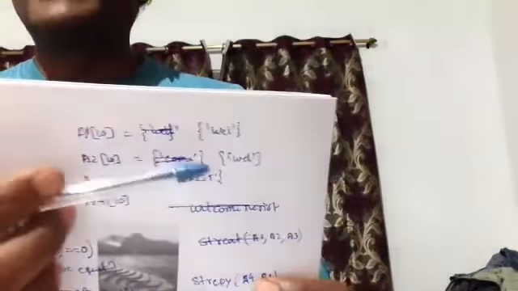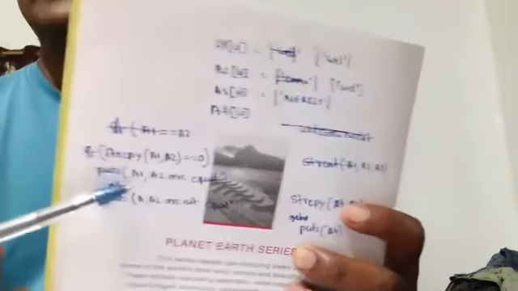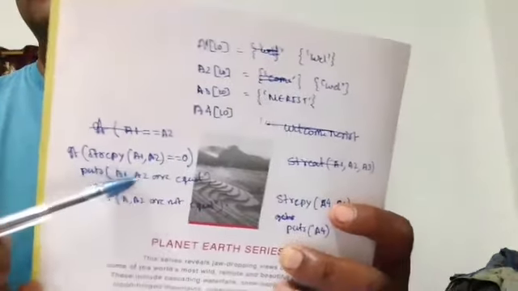It will compare if both are the same. If instead of "com", A2 is "well" and A1 is also "well", then it will go for this one: both strings are equal.